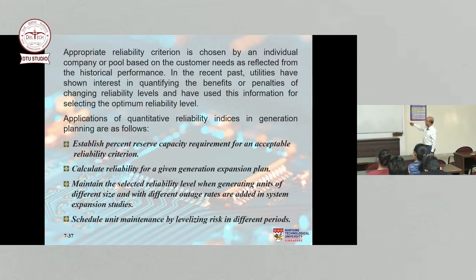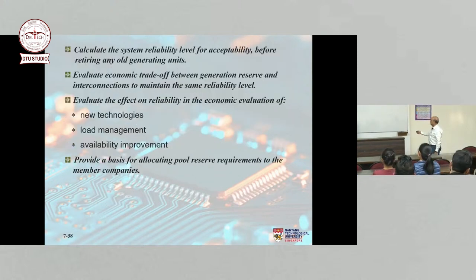You can calculate the reliability for a given expansion plan. You can decide what that expansion plan is, 5 megawatt hydro, 50 megawatt hydro, and things like that. And what is the reliability? You add generators, you know how to add generators, you know how to calculate the risk. You can do it for 10 years, 15 years. So everything is at your disposal. We can calculate the system reliability level for acceptability before retiring any old generating units.